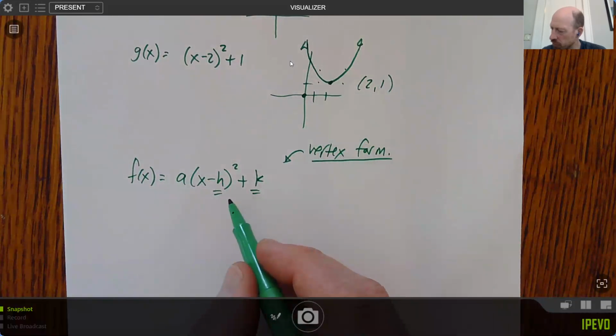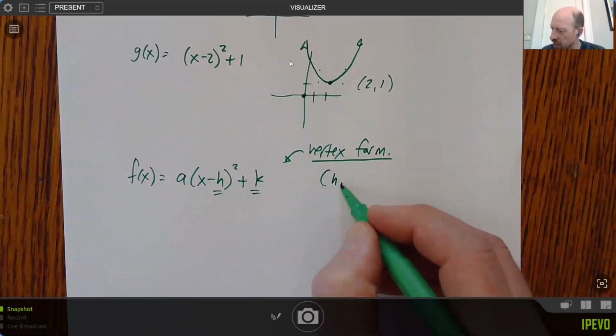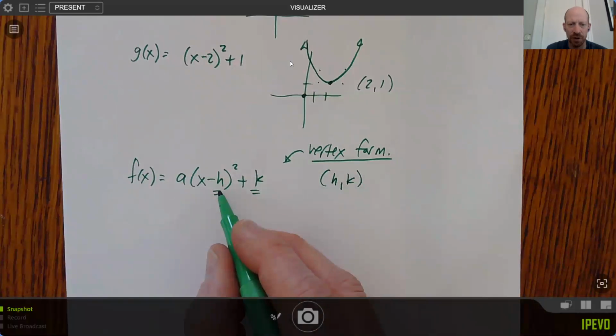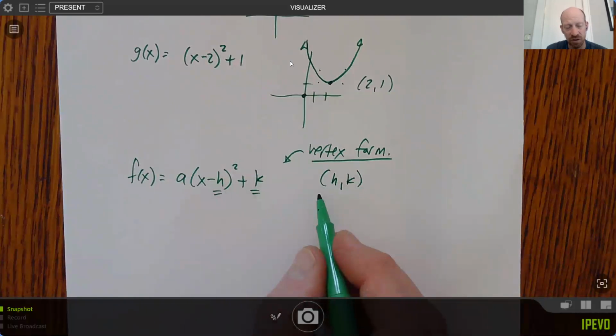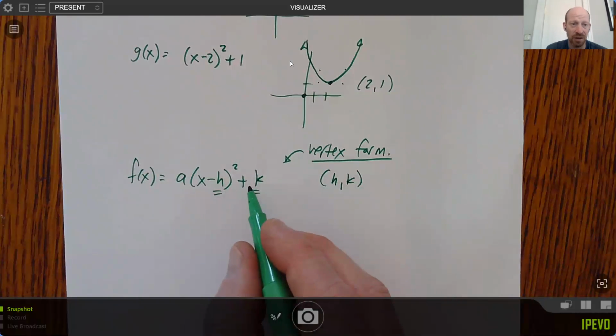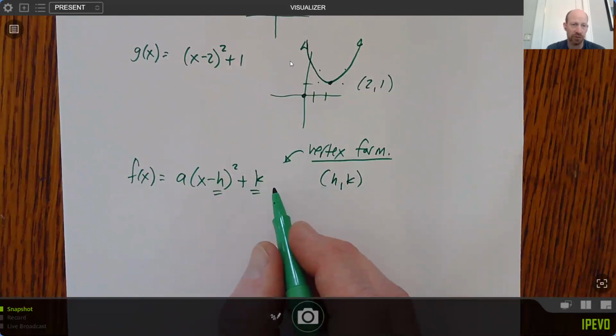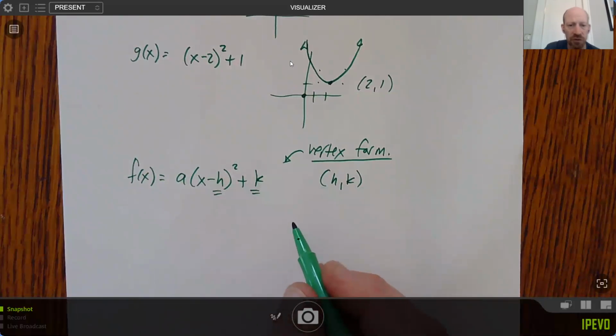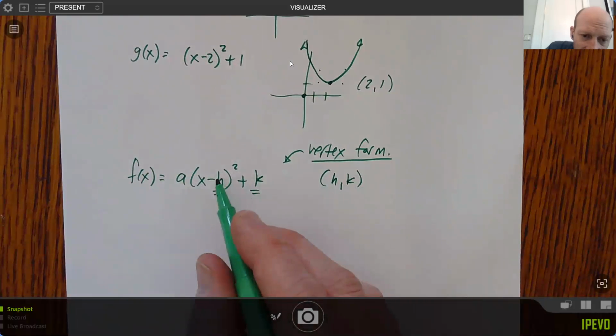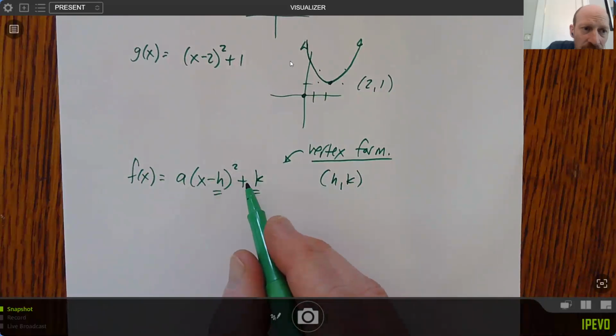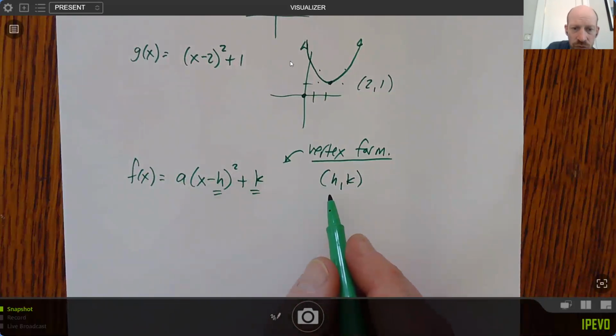This form, the vertex is going to be at H, K, right? So the opposite of what H is, right? If it's X minus H, then it's just H. If it was X plus H, then it'd be negative H, right? And then K. And that's just from the transformations, right? So it's just from how this graph moves. It moves to the left or right based on H, and it moves up or down based on K, right? And that's where the vertex goes.